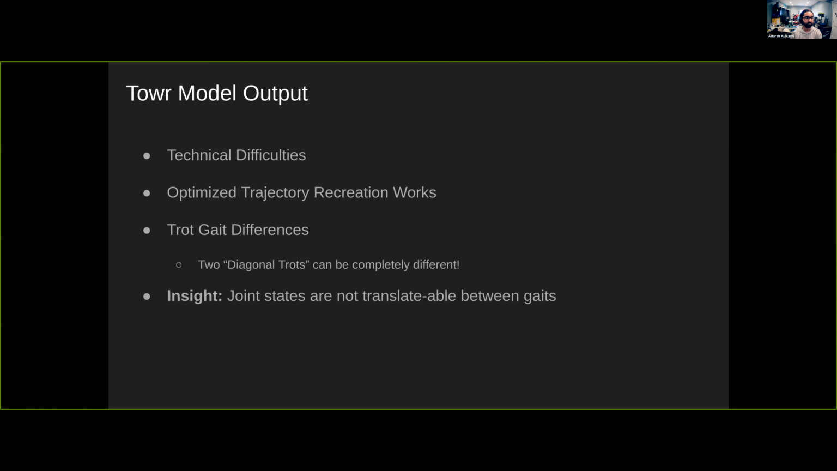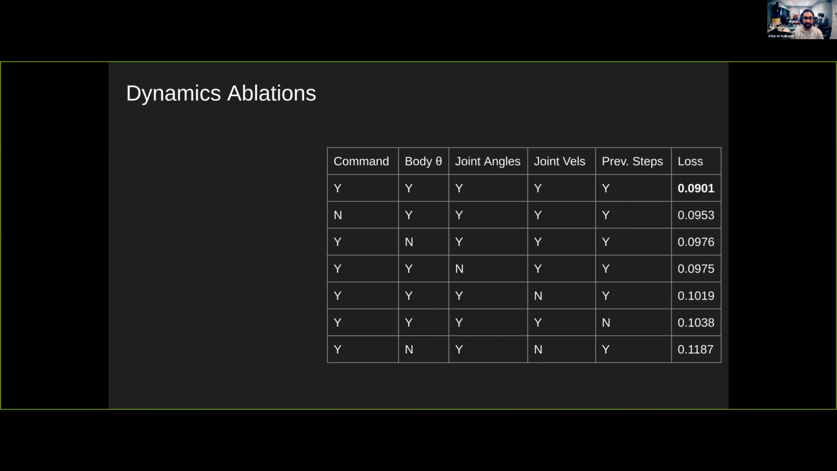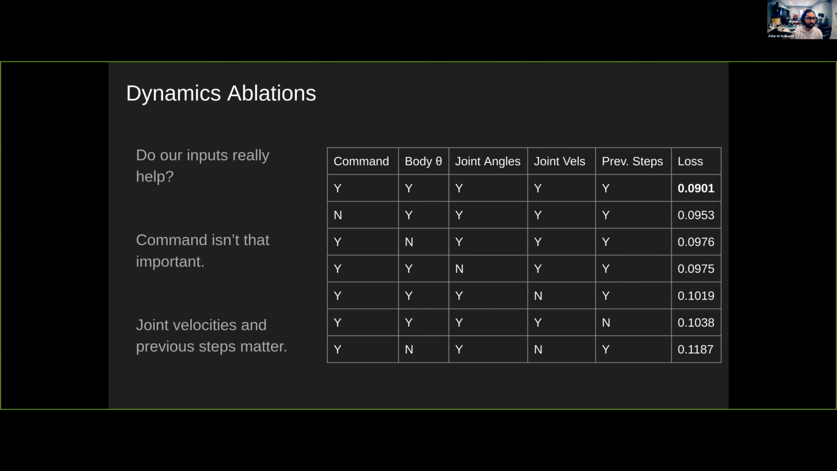So I want to talk a little bit really quick about this. In the interest of time, I won't really dwell on it. We tried a bunch of different ablations. We tried different inputs and outputs. Some are more important than others, not super surprising. Command is less important. Joint velocities and previous steps matter more. My hypothesis there actually is that the command is built into those inputs anyways, which is why this works. So we did a bunch of experiments there.